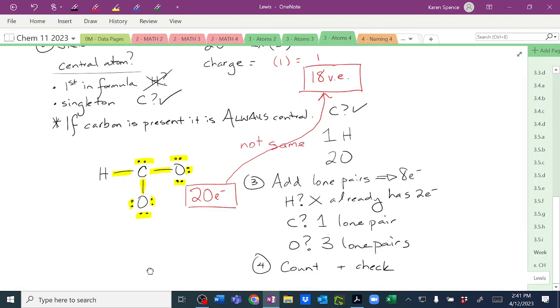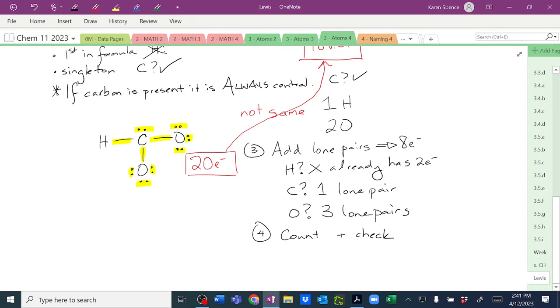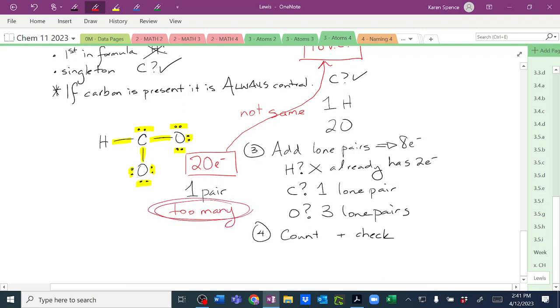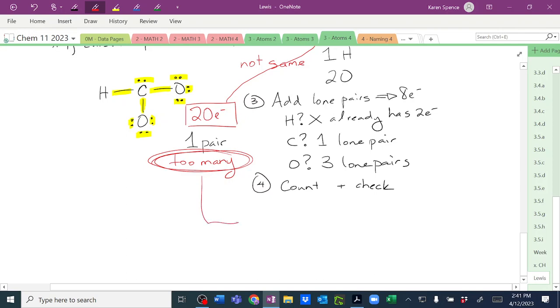And then we ask ourselves, how many pairs too many? There's 1 pair too many. And if we have too many pairs, where do we go? We go to step 5. And what is step 5? Erase. And what are we erasing? Tell your partner, what are we erasing?